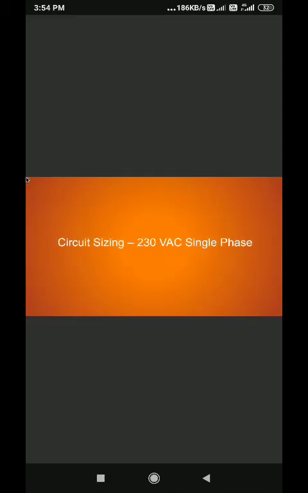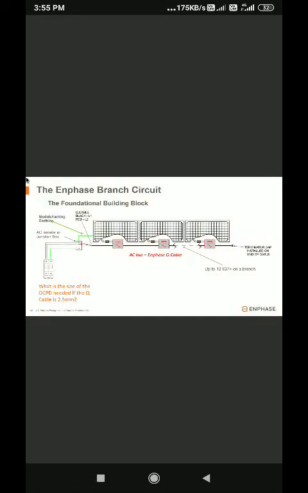Check about the circuit sizing. How do we calculate our circuit size? How many microinverters are there, and what parameters do we consider for that, right? So this is just an example.